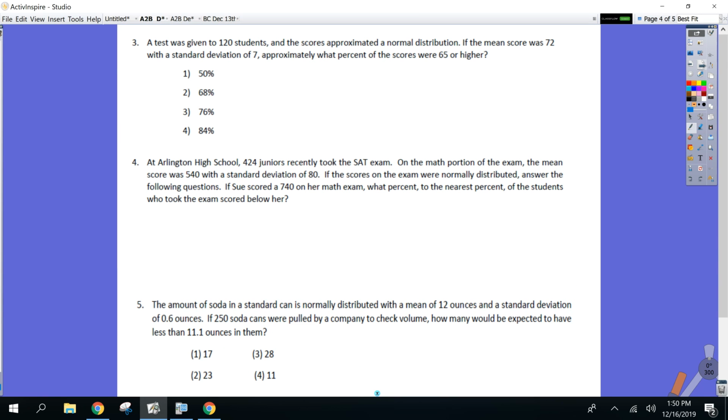Let's just read through number 3, and I'll break the bad news. This is nothing different than 1 and 2. Mean, normal distribution. We're thinking the big curve. Mean is 72, standard deviation is 7. What percent of scores was 65 or higher? No big deal, right? Okay, bad news.